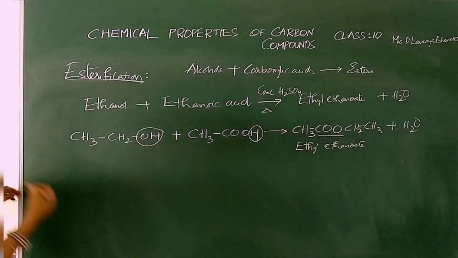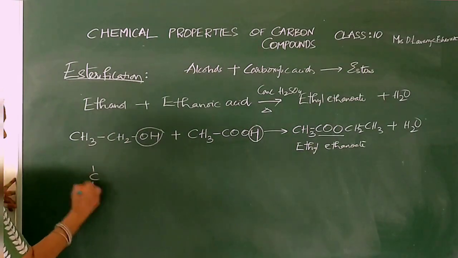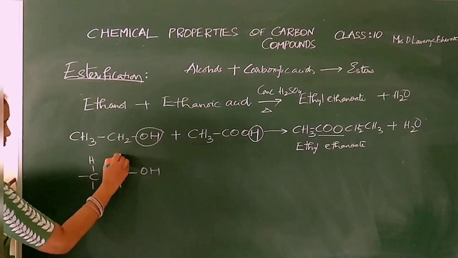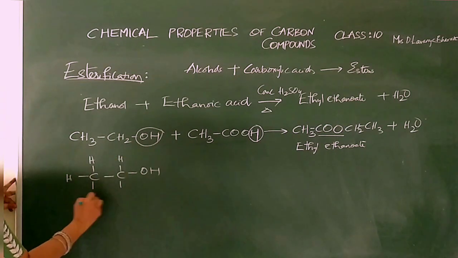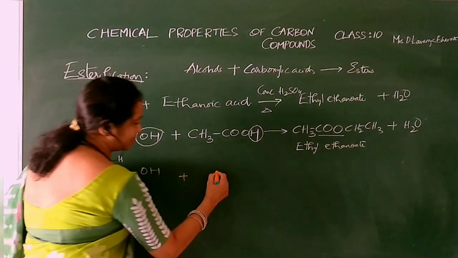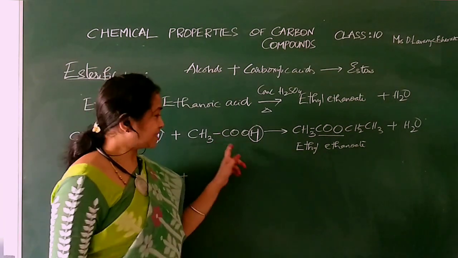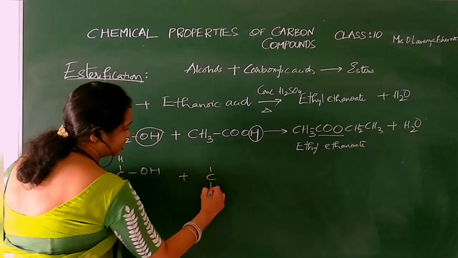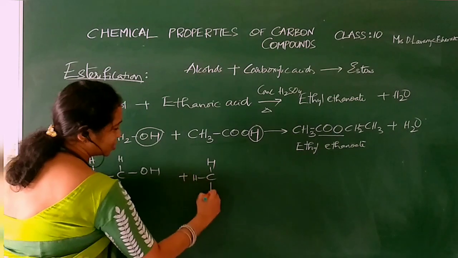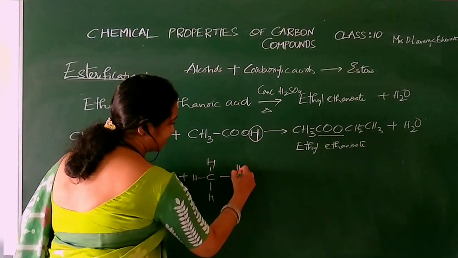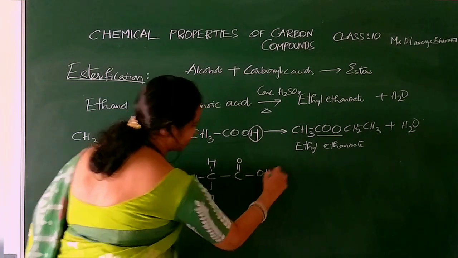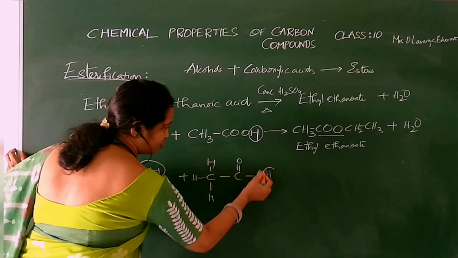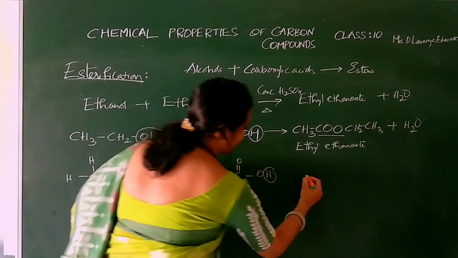You can also understand with the help of the structure. So if I elaborate the structure, this is the structure of ethanol. Ethanol reacts with ethanoic acid. Ethanoic acid has an acid group, C double bond O, single bond OH. So that we need to explain by drawing the structure. C double bond O, single bond OH. So here again, as I told you, remove this OH and remove this H. The remaining parts we have to combine.